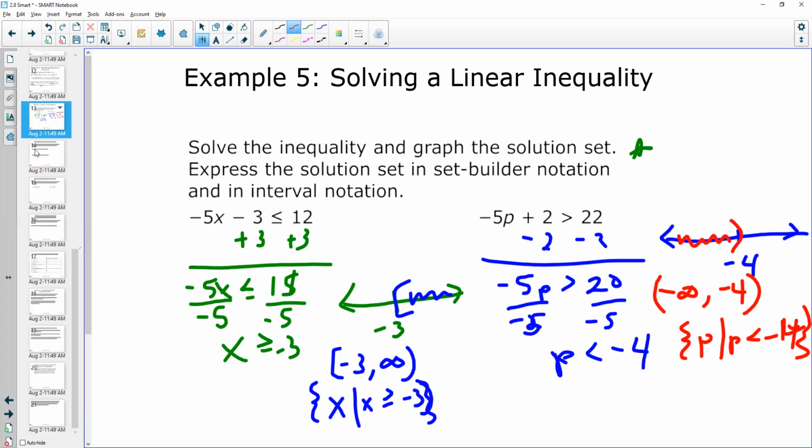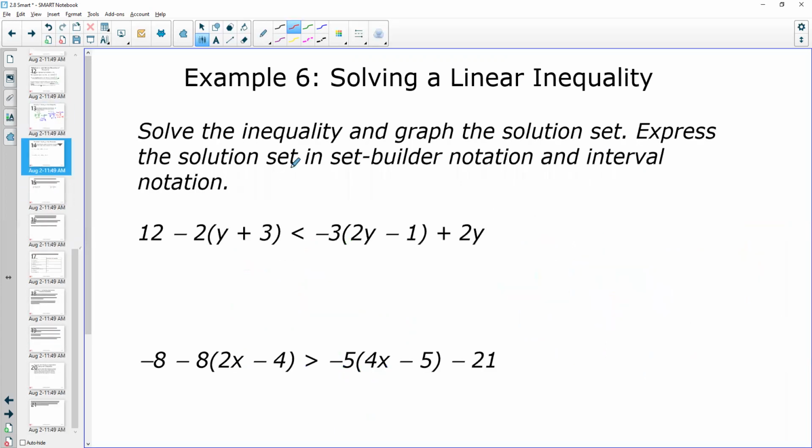We're just going to keep doing that. Now they get a little more complex, so we're going to take it one step at a time. The same thing is always going to be true. You're going to express the solution set in set builder and interval notation, and you're going to graph every time. This is a habit you should get yourself into.